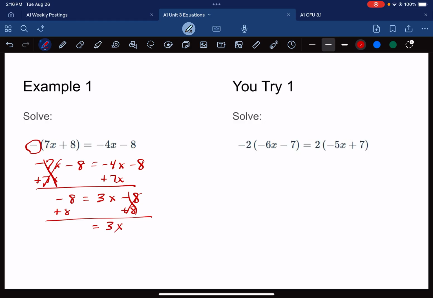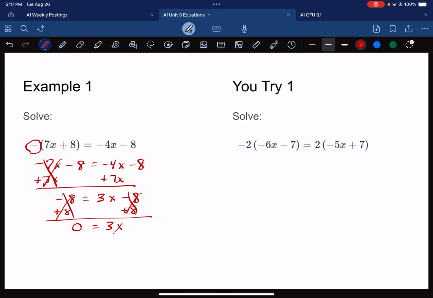And I know this confuses some people. They think, oh, it's just 3x because both sides canceled out. But the variable hasn't canceled. What's negative 8 plus 8? Well, that is 0. 0 is a number. So don't leave that empty over here on the left side. Put a 0 there because that's what you get when you add those two together.